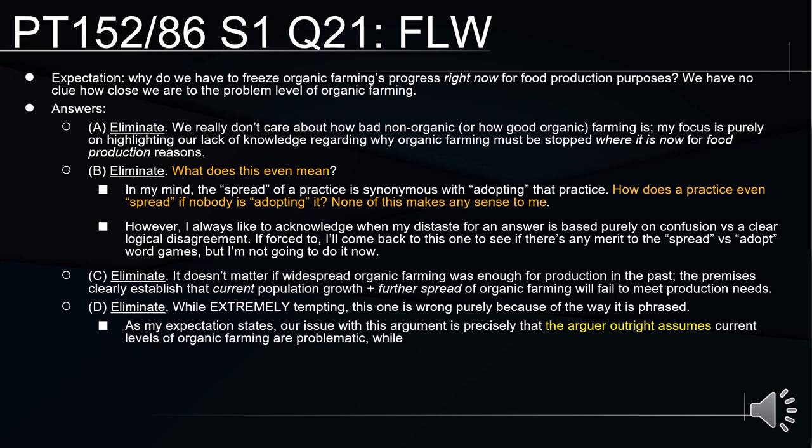My expectation states that our issue with this argument is precisely the fact that the arguer outright assumes that current, non 100% levels of organic farming are problematic already, while D accuses the arguer of overlooking that very assumption that we are accusing the arguer of making. So that's the simple reason why D, as tempting as it is, is not the right answer.